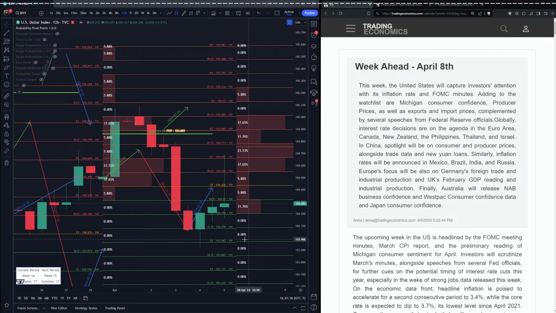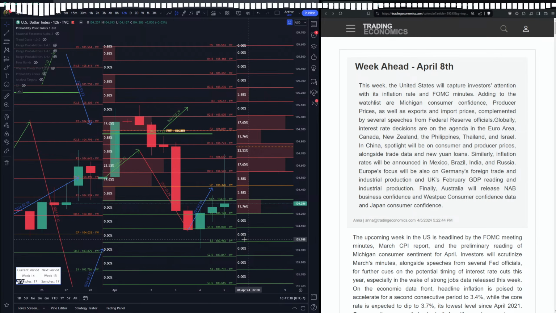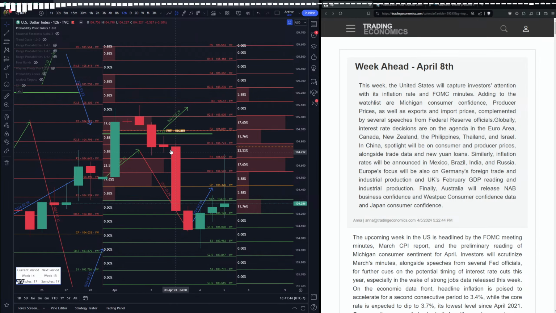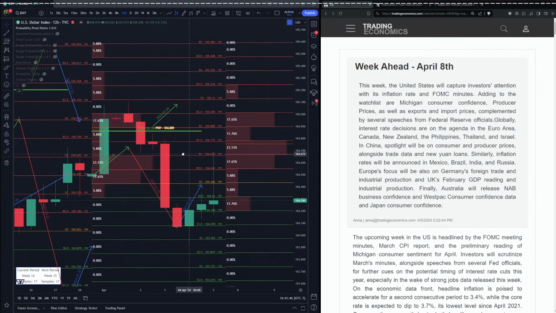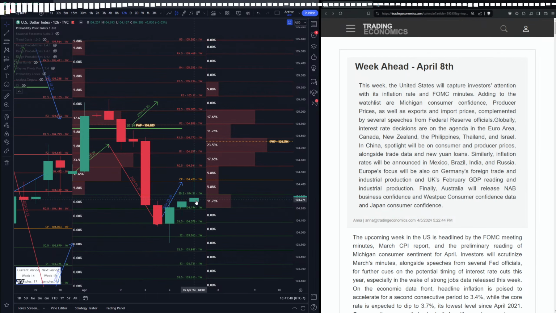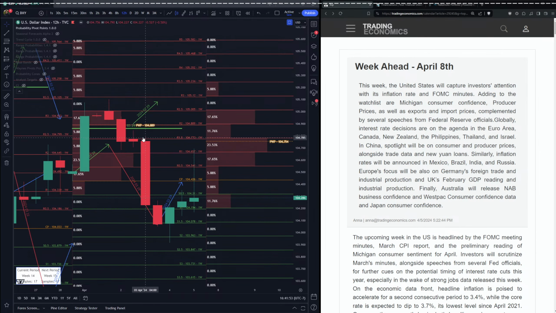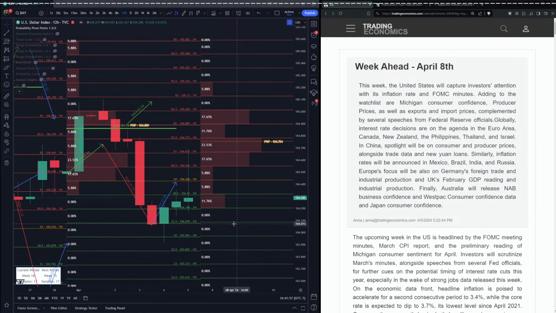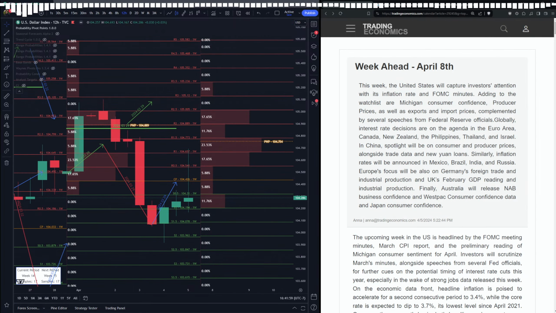But one thing I wasn't expecting was to have such a strong manufacturing PMI out of the United States and to have such a strong NFP. None of it's mentioned here.